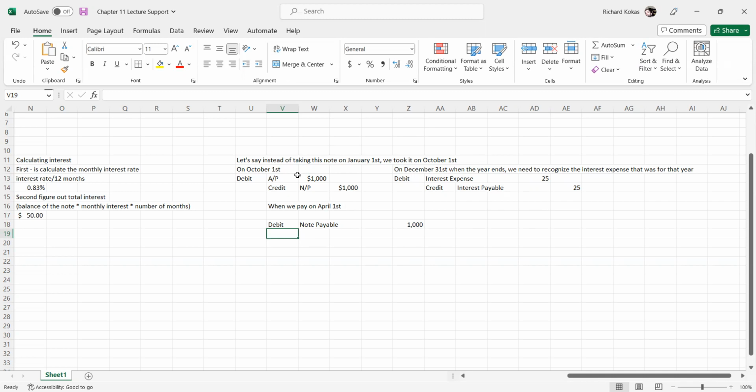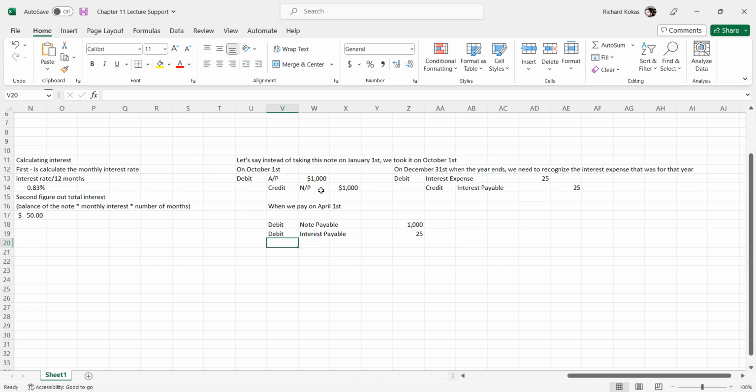We know we need to credit cash, but we're not there yet because we want to make the journal entry line up. We look at this though. We have a credit to interest payable, another liability. So this interest payable is tied to this note. We need to get rid of this interest payable. So we're going to debit interest payable, $25. Okay? So we got 2 debits right now.